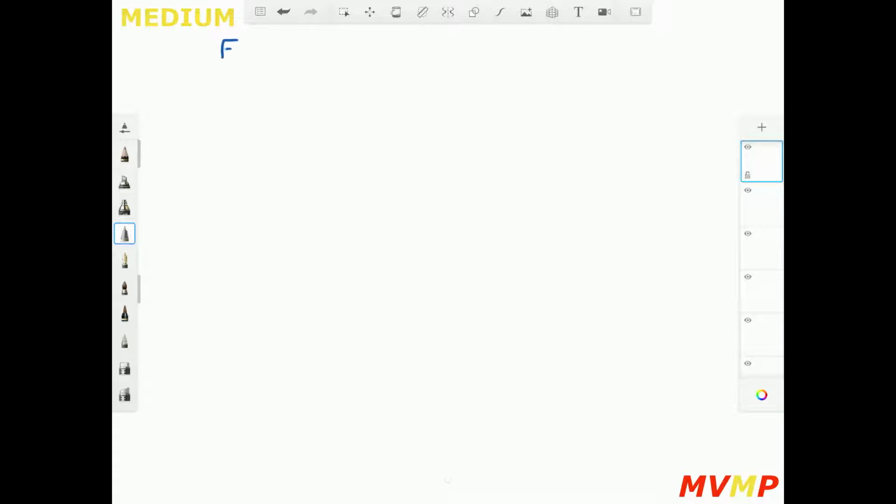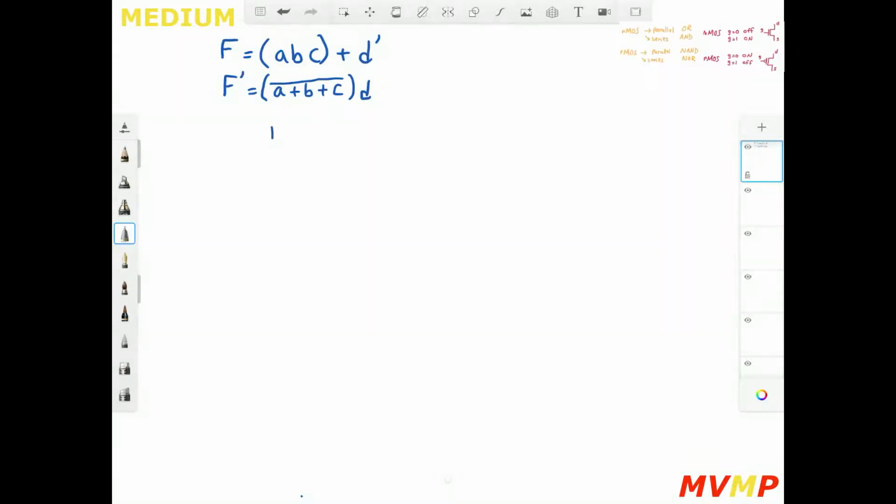Now I'm going to show a medium problem where the function is equal to A ANDed with B ANDed with C, and that whole thing is ORed with D prime. Now you're going to take its complement, so A will be ORed with B, ORed with C. Don't forget to put the prime or the bar above those. And since those were ORed, now they're going to be ANDed with just a D since it was a prime in the original function.